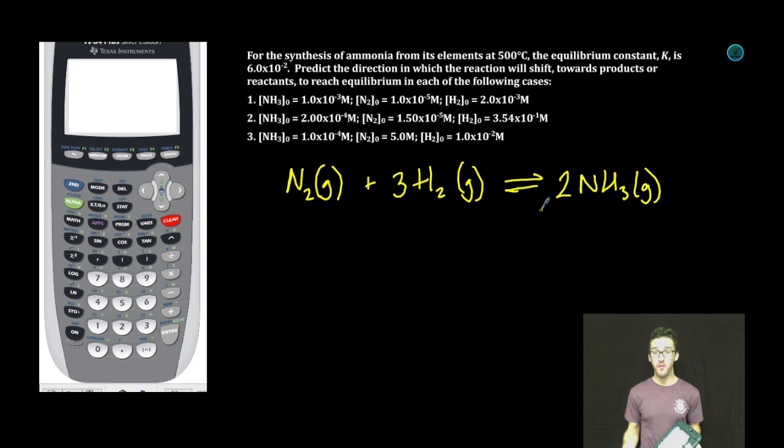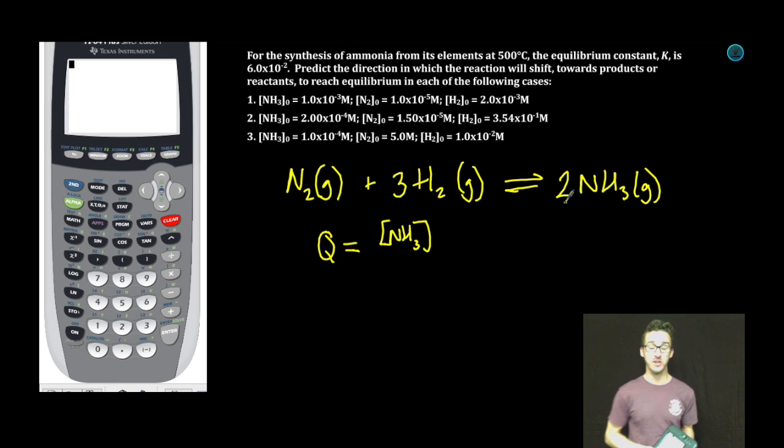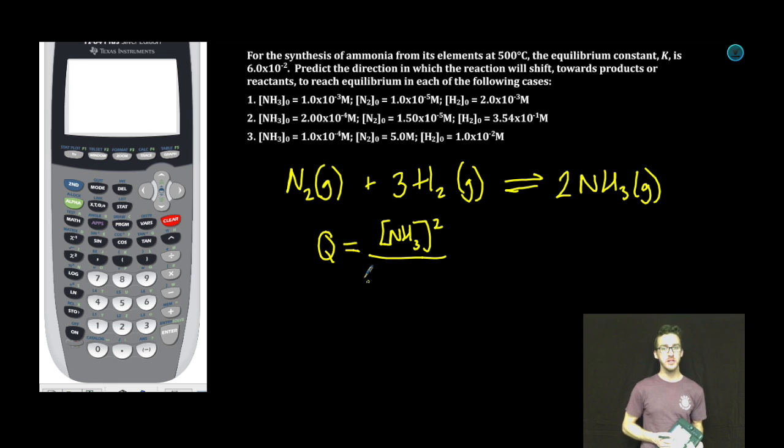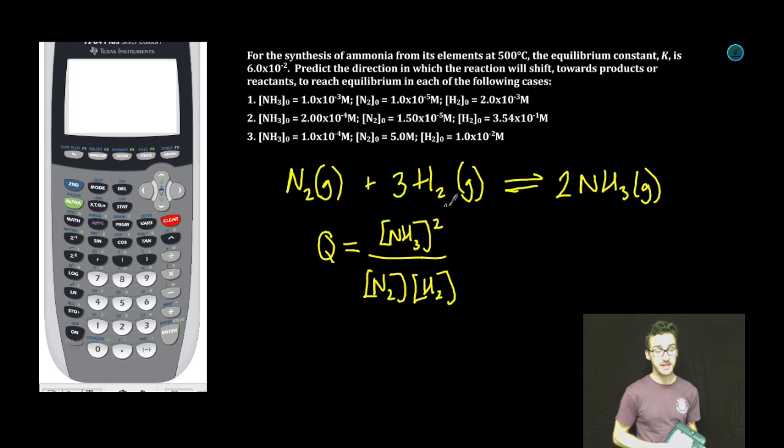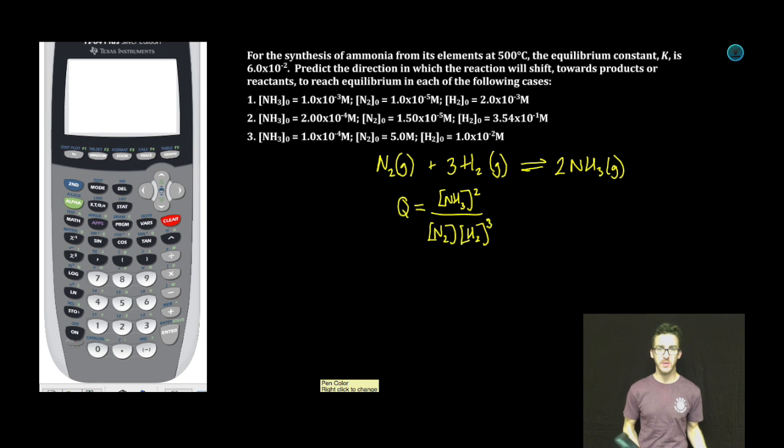All right, now that we have a balanced chemical equation, let's write an expression for our reaction quotient Q. Defined the same way as K, we're looking at the concentration of our products, NH3 in this case, raised to the coefficient in the balanced chemical equation, 2, over the concentration of our reactant nitrogen times the concentration of hydrogen, raised to its stoichiometric coefficient of 3. All right, so all this work and we haven't even begun.